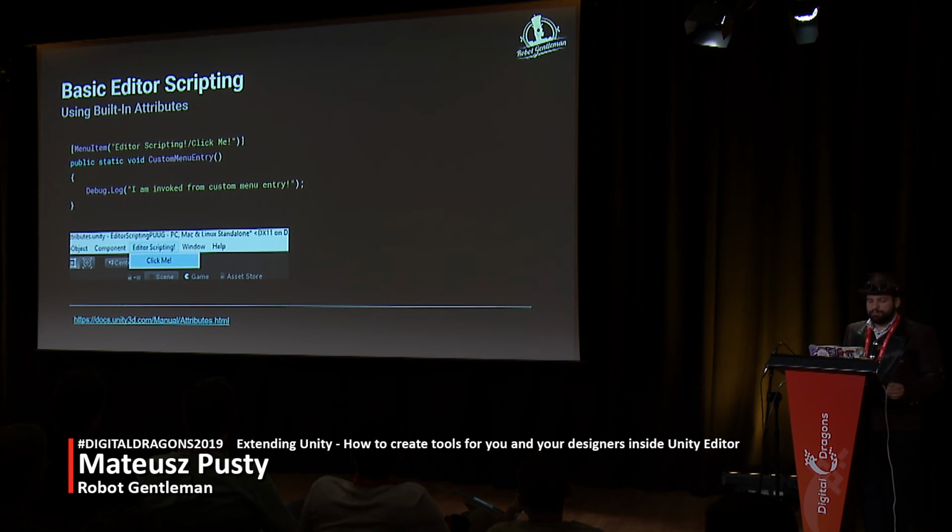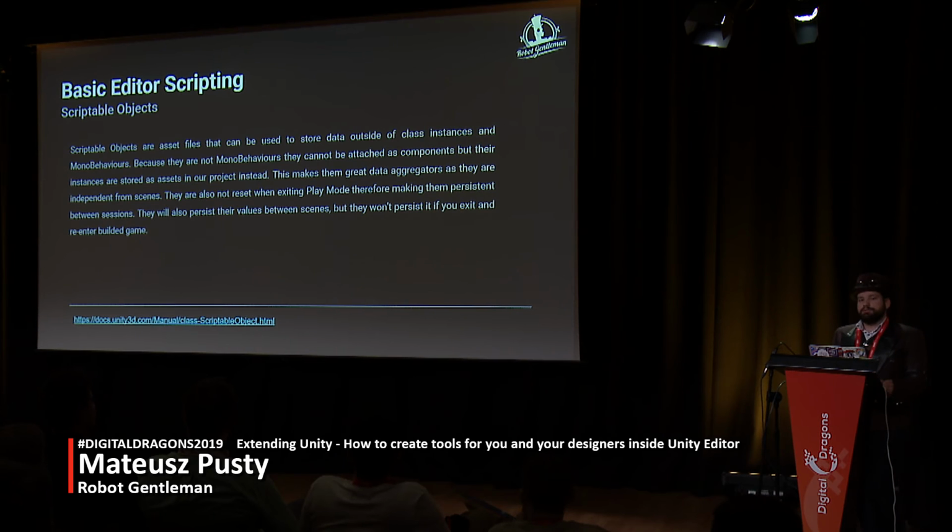So this MenuItem attribute, where you need to put a path to your menu item, will invoke our custom menu entry function. There is also a thing in Unity that is very powerful, and it can be used in many ways, also in runtime, but I usually use it as well for Unity editors. It is the ScriptableObject. These are files that you can create and code them.